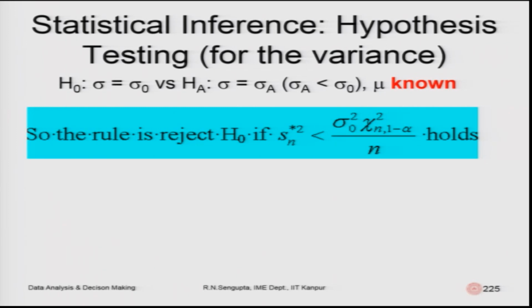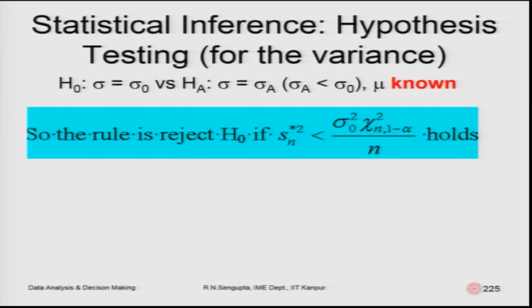Now, consider that the statistical inference problem is hypothesis testing for the variance only. Here we consider H naught as sigma equal to sigma naught under H naught, versus the alternative hypothesis H A, such that sigma is equal to sigma A and sigma is less than sigma naught. So, in this case mu is known.